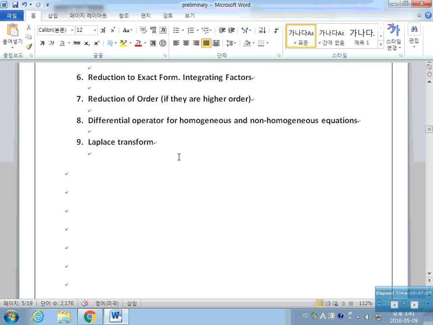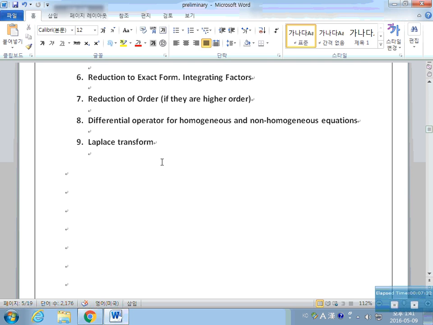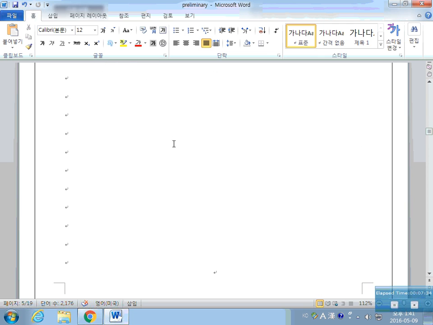And now the last one is the Laplace transform method. The Laplace transform method is a very easy way to solve the differential equation. We don't have to go to the particular equation, or find the general solution. We can easily find the initial condition solution by using the Laplace transform, and we don't have to find the particular solution as we have to do in the other methods.